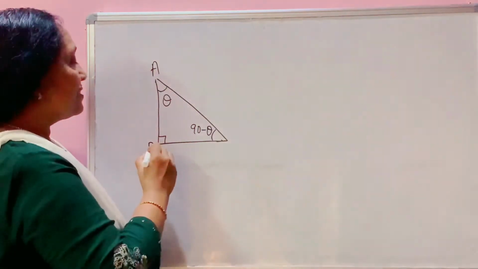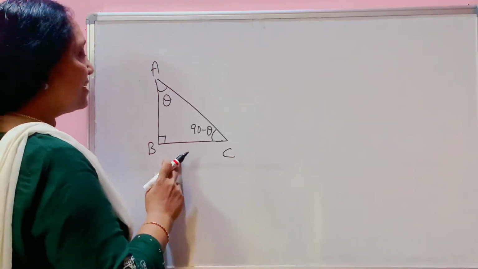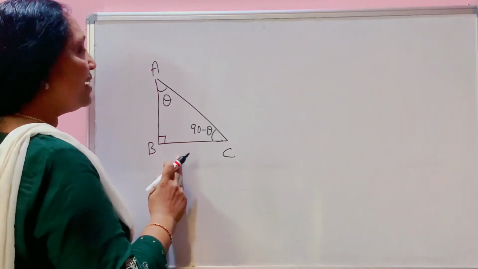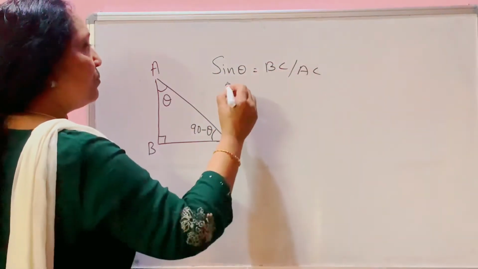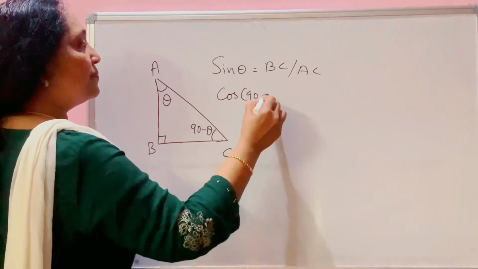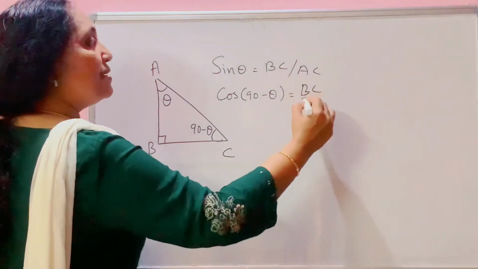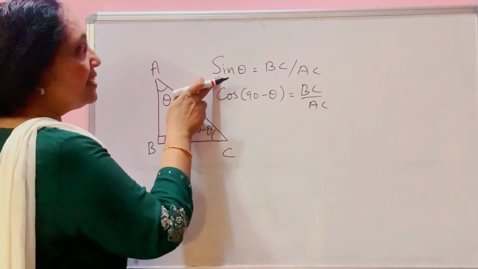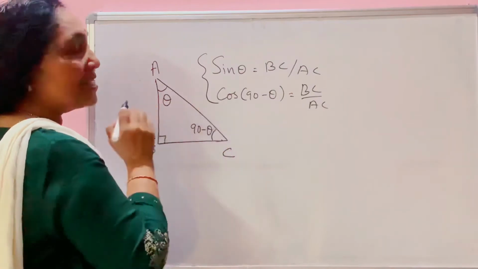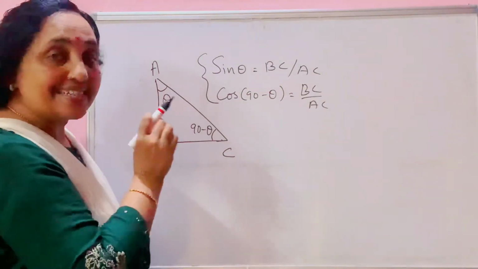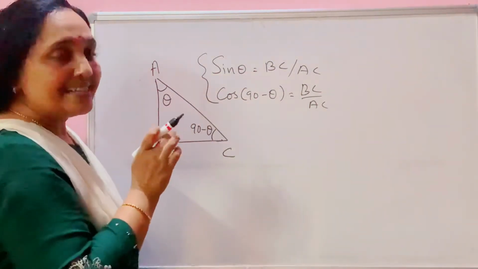Then find out sine theta from this figure. Sine theta is BC by AC. Then what about cos of 90 minus theta? It is also BC by AC. That means sine theta and cos of 90 minus theta are equal. So sine and cosine are co-ratios. Sine theta and cos of 90 minus theta are the same.